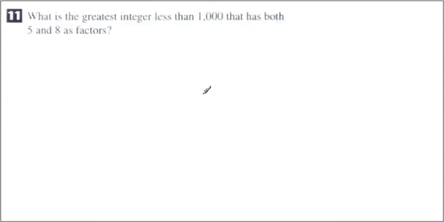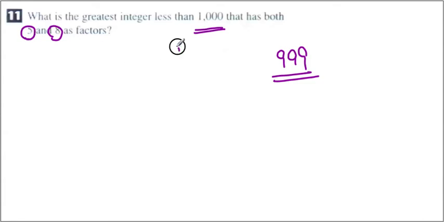Alright, let's look at number 11. What is the greatest integer less than 1000 that has both 5 and 8 as a factor? Then it has to be less than 1000. So what do we go for? 999. But we realize that it cannot be 999 because it's not divisible by 5. The only possibilities would be 995 and 990. But you will realize that it cannot end with 5 either because it has to be a multiple of 8.